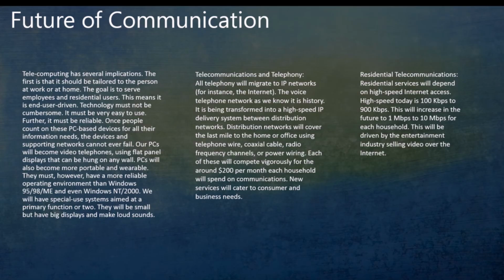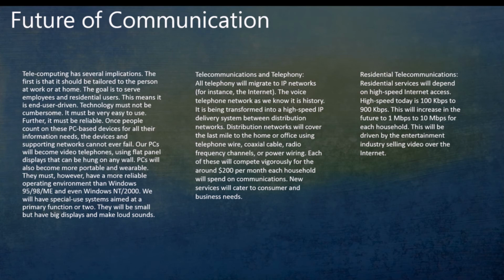We don't yet know what will happen in the future and what we will invent, but we can guess what technologies will appear. Telecomputing has several implications. The first is that it should be tailored to the person at work or at home. And the next is telecommunication and telephony. All telephony will migrate to IP networks, and the voice telephone network as we know it is history.